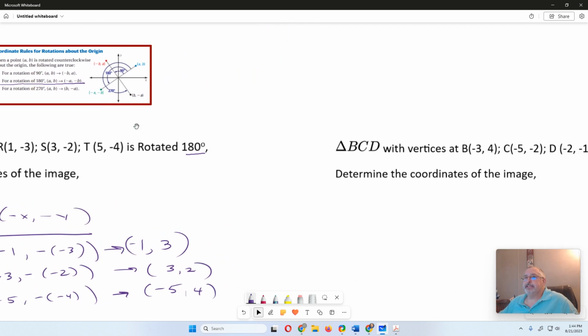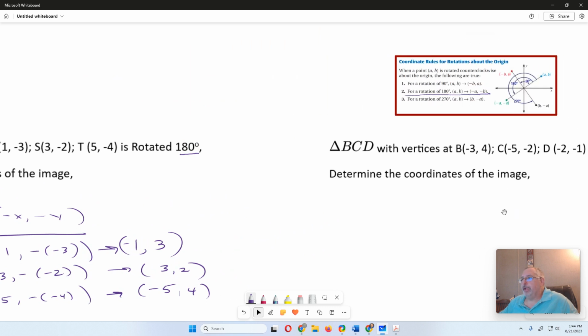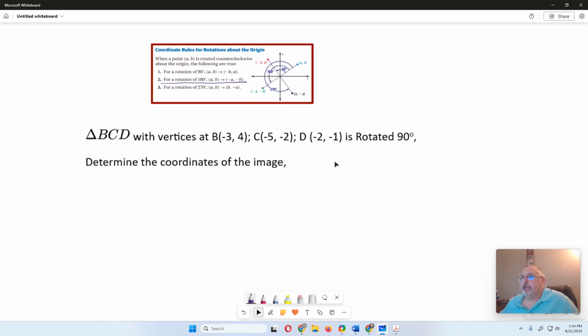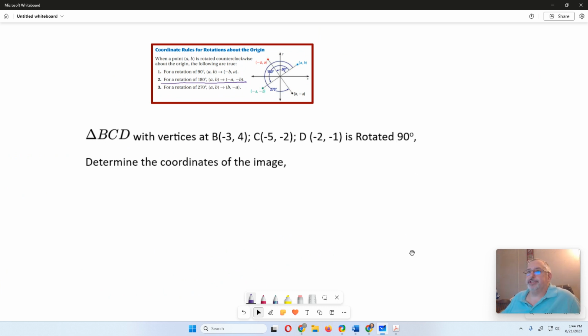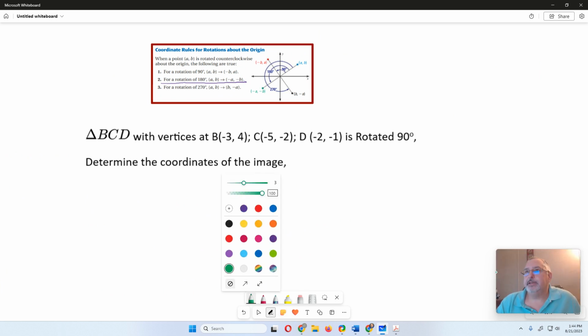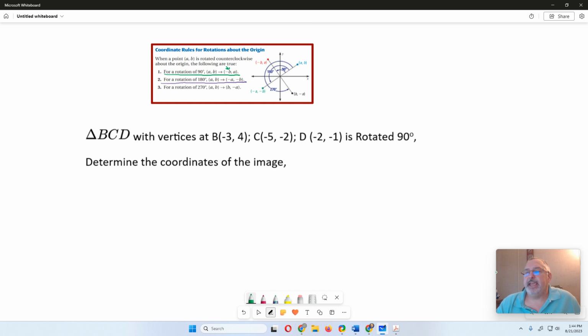Let's look at our next example. This time we're doing triangle BCD, and we're going to rotate it 90 degrees about the origin. So let's look at a rotation of 90. It says you do two things: you take the opposite of one coordinate, and then you swap places. So let's look at how that looks.